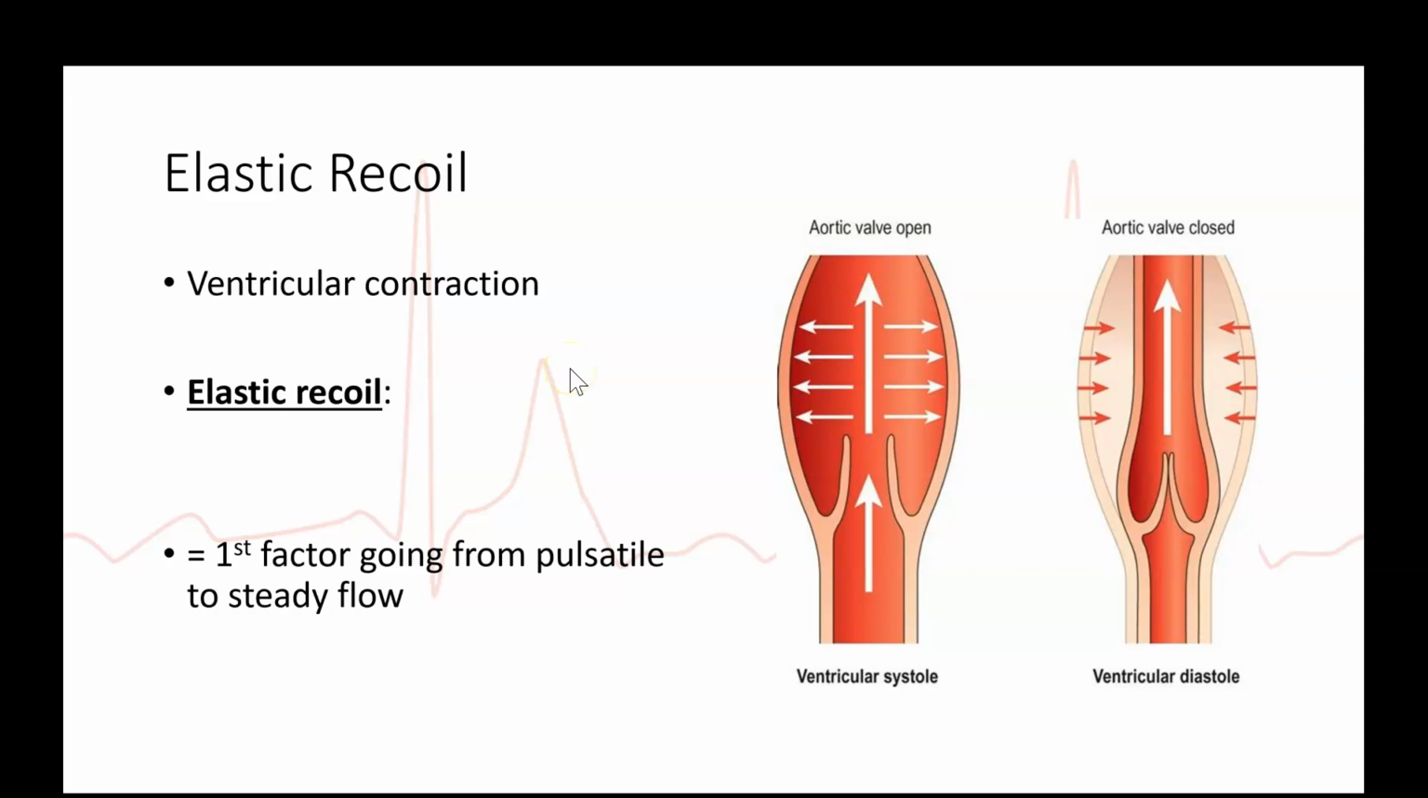Therefore, when we relax, we still have constant flow. Blood flow does not stop during each diastole, like I just said. It's constantly moving. So even when our heart's at rest, blood is still moving throughout the system. It doesn't all just stop. So that's our first factor, helping blood go from pulsatile flow to steady flow. Remember, we want steady flow down at the capillaries in order for efficient gas exchange to occur.